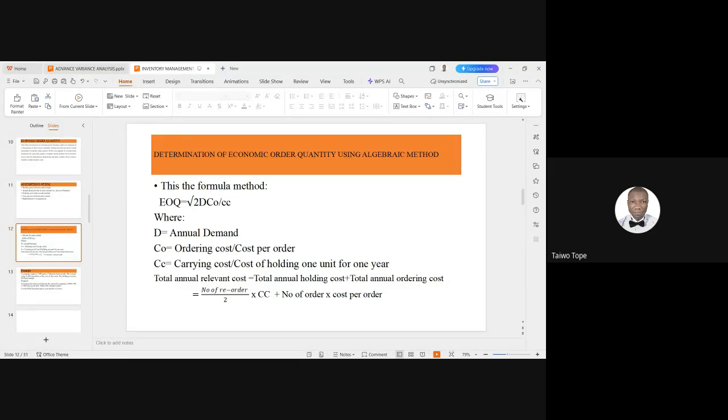So the total annual relevant costs are what? The total annual relevant costs, they are what? They are the total ordering cost and the total annual holding cost. I've mentioned this before, where I said that the total inventory costs are the ordering cost plus the holding cost.